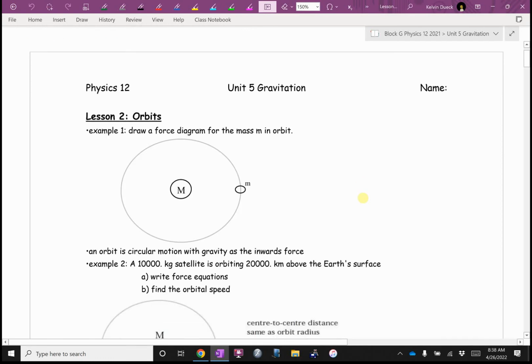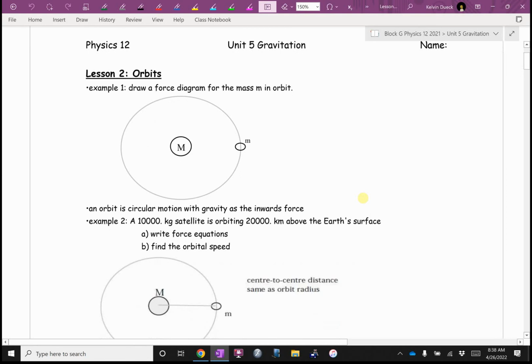Example one says, draw a force diagram for mass little m in orbit. Okay, this is a job for a free body diagram. What are the forces acting on little m? Can I say get the obvious one? Yes, I can. Which way is gravity going to be pointing? Can you use the word that starts with the letter L? Okay. Are there any other forces acting on it? Well, if it's in outer space, it's in a vacuum, so no air resistance. You know what? That's it.